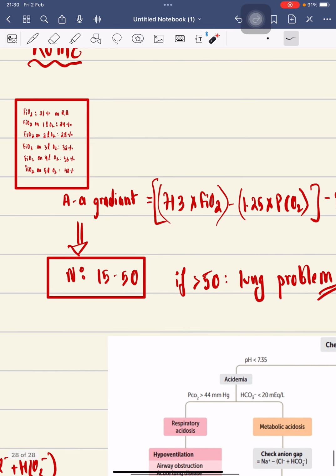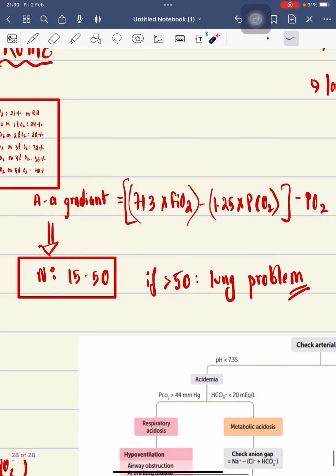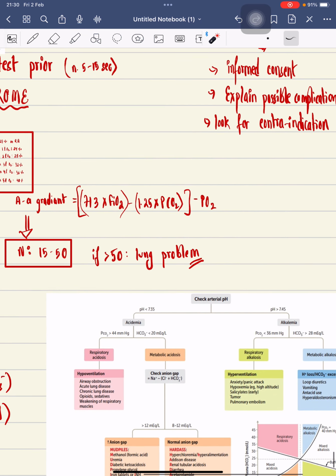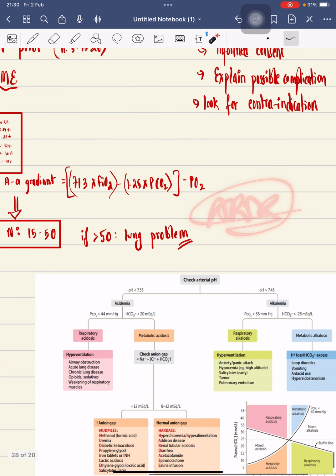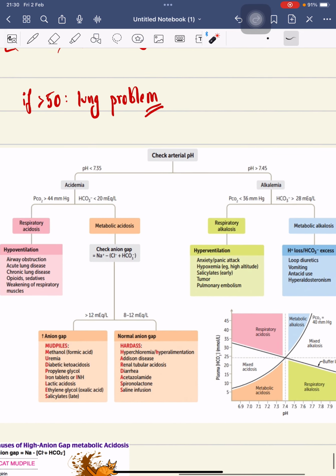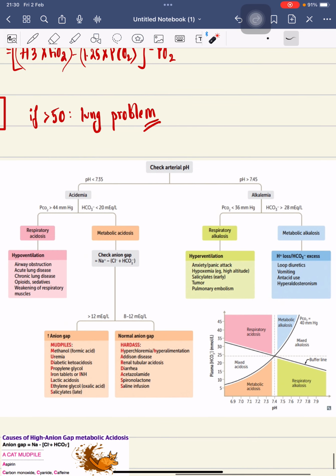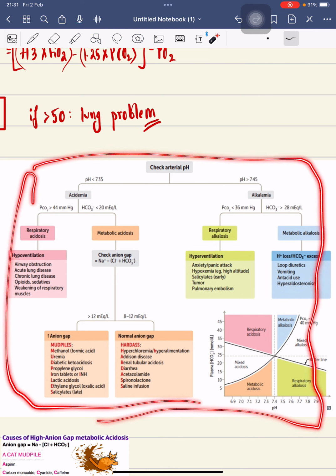So we have to calculate the AA gradient to see whether there is an actual problem in the lungs or not. For calculation of the AA gradient, we have the formula: 713 times FiO2 minus 1.25 times PCO2 minus PO2. Its normal range is 15 to 50. If it is more than 50, then there is a lung problem like ARDS. So these are the shortcuts or some causes for our metabolic disorders and respiratory disorders. You can see this table yourself. Thank you.